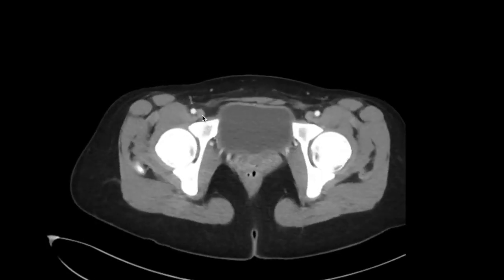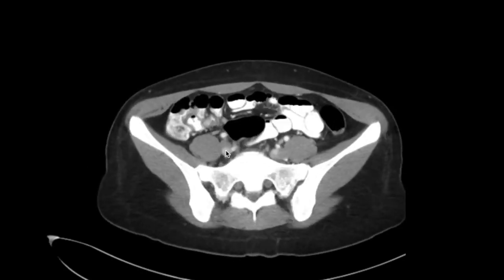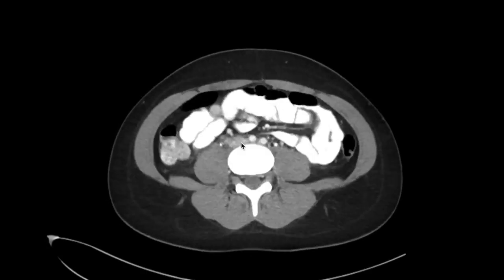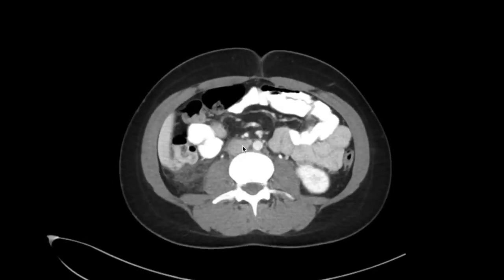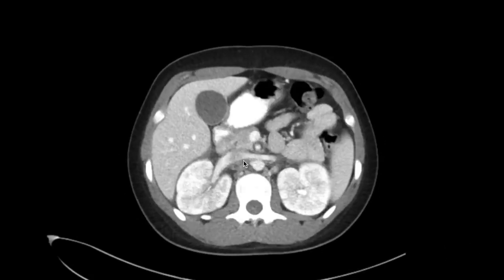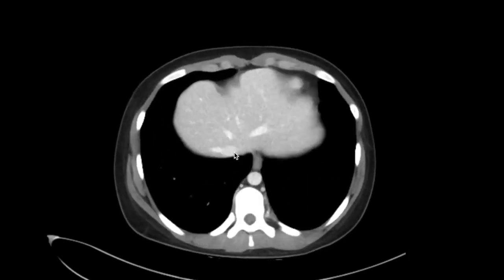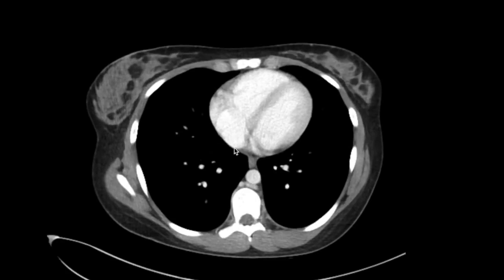So we have the external iliac vein here, which joins the internal iliac vein here to make the common iliac vein, which joins the left common iliac to become the IVC, or inferior vena cava. You can see the renal veins here on both sides, the hepatic veins that join, and then where the IVC joins to the right atrium, or drains into the right atrium.